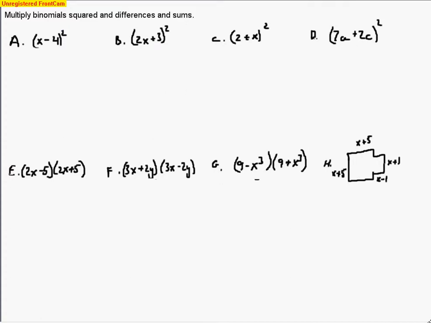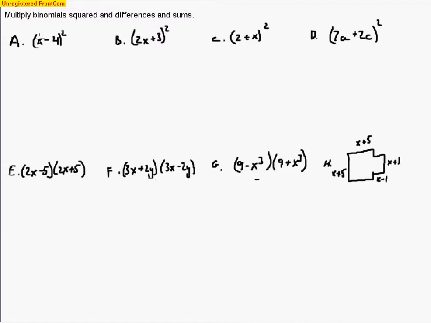So in tonight's homework, we are going to be multiplying binomials again. However, they are special products. We are going to be multiplying a binomial square like we have in the first four examples. And then over here we have some differences and sums that we will be multiplying. So let's take a look at the first one.